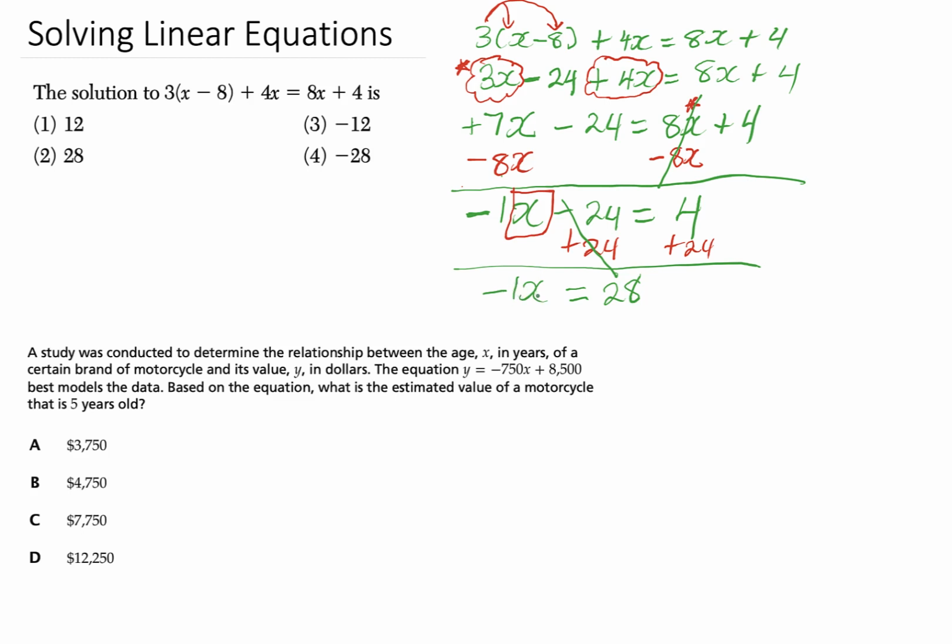The negative 1 and the x are connected by multiplication. The opposite of multiplication is division. So we're going to divide both sides by negative 1. Now by dividing by negative 1, 2 negatives gives you a positive. 1 divided by 1 is 1, so that's actually your 1x equals, if you want to write the 1, that's fine. Now, a positive divided by a negative is a negative, and 28 divided by 1 is 28. So your answer is negative 28.